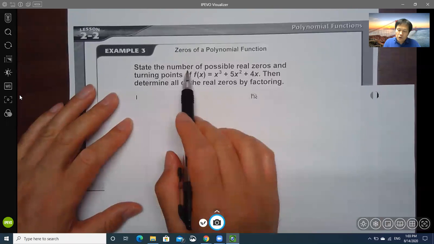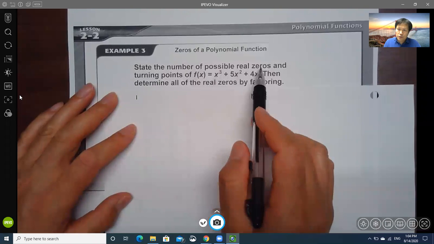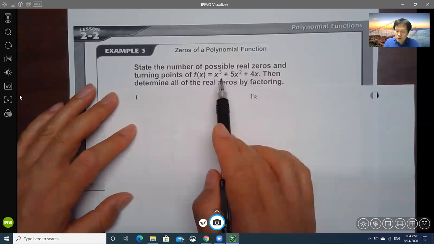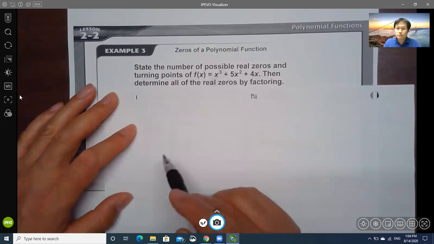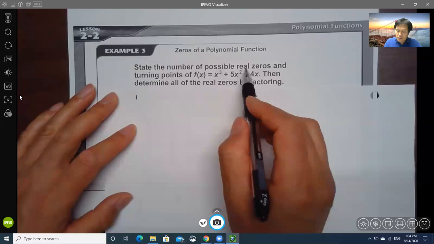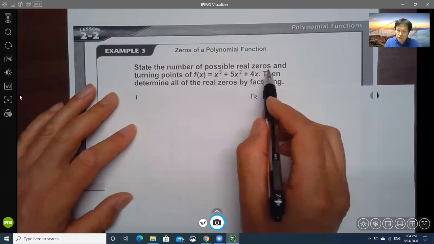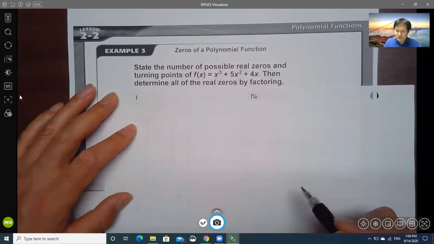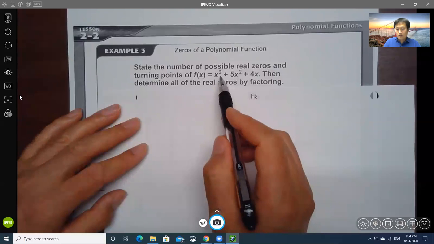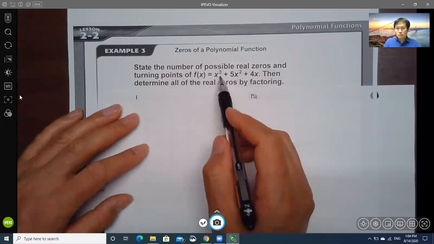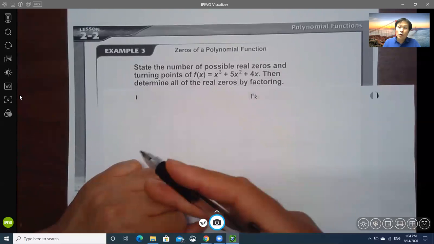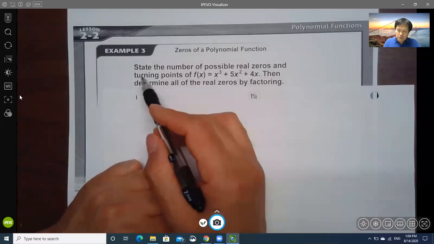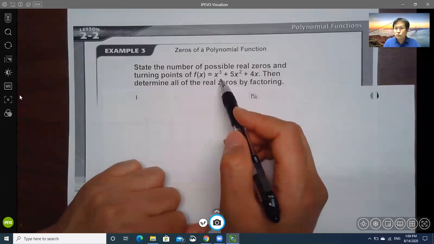Okay, state the number of possible real zeros. Look at the highest power of x. 3. That's it. The number of possible real zeros is 3, the same as the degree. The number of turning points will be 1 less than the degree. So the possible number of turning points will be 2.